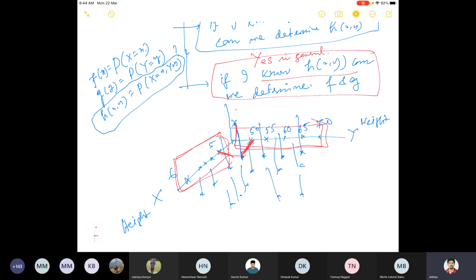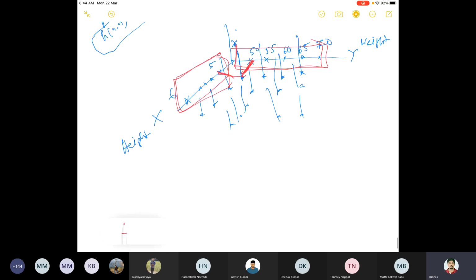If I know the joint distribution, then I can find the individual distribution just by projecting it in some sense. This is not a geometric projection, but in some sense I will project it. First I'll define it and then I'll see some examples. This individual distribution from the joint is called the marginal distribution. Marginal means individual.